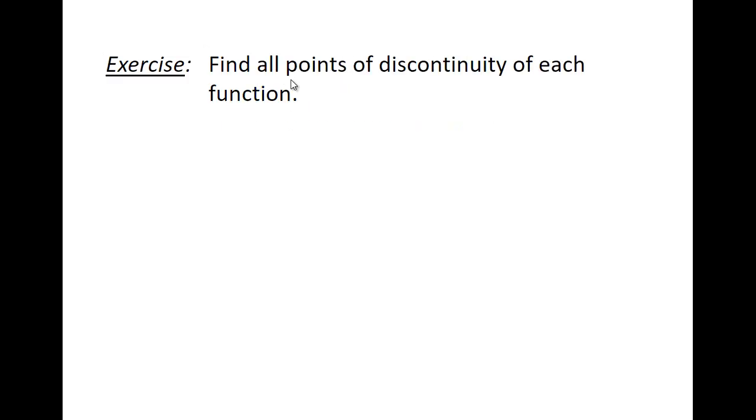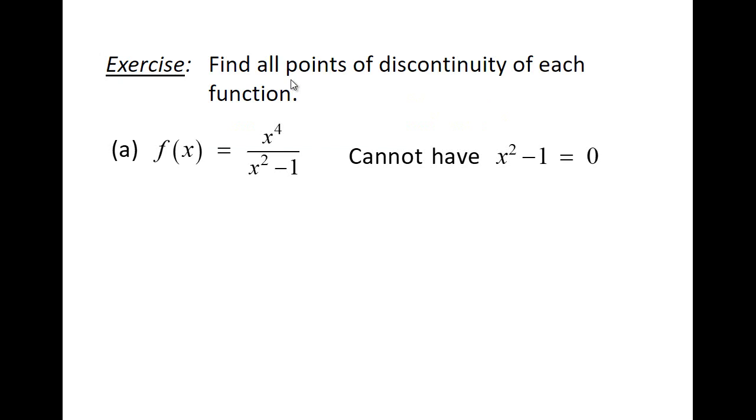We want to find all points of discontinuity of each function. So in this case, it's a rational function, so we know that the discontinuities would be where the denominator is 0. Well, the denominator would be 0 when x squared minus 1 is 0, or when x squared is equal to 1, and that means that x is plus or minus 1. So we see that f is discontinuous when x is 1 or minus 1.